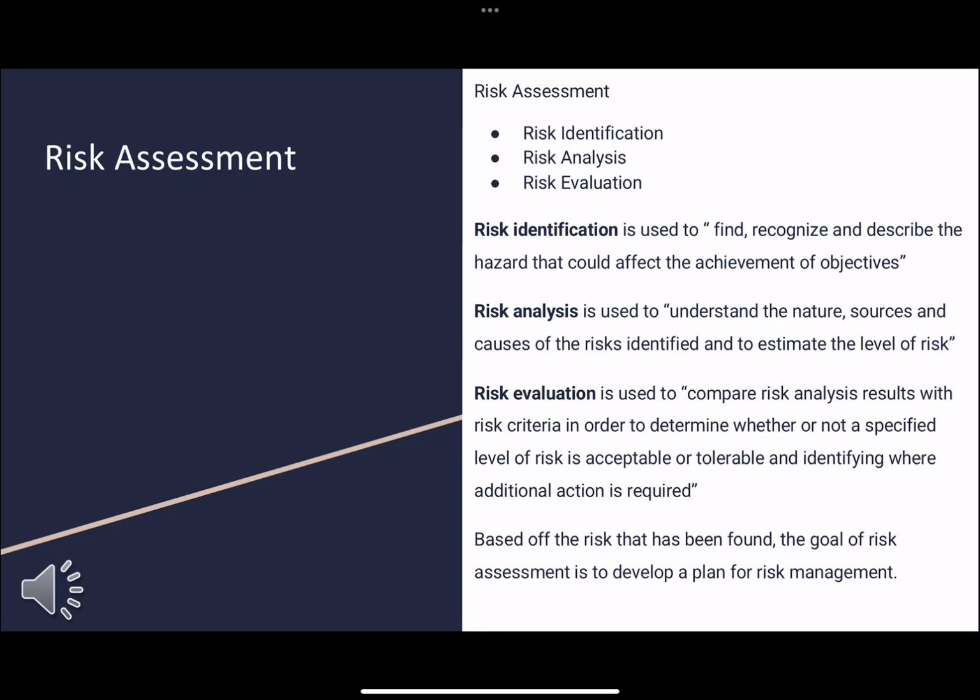Risk analysis is used to understand the nature, sources, and causes of the risk identified and to estimate the level of risk. Risk evaluation is used to compare risk analysis results with risk criteria in order to determine whether or not a specified level of risk is acceptable or tolerable and identifying where additional action is required. Based off the risk that has been found, the goal of risk assessment is to develop a plan for risk management.